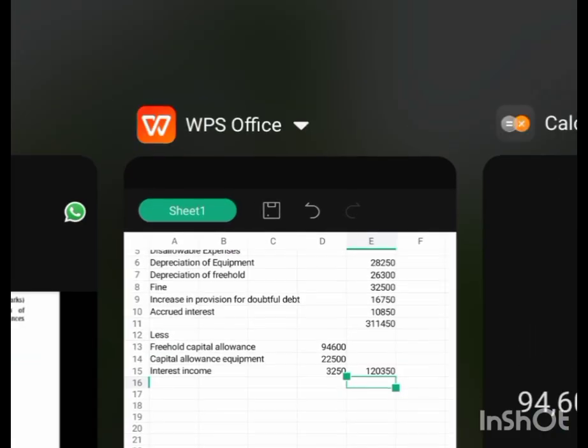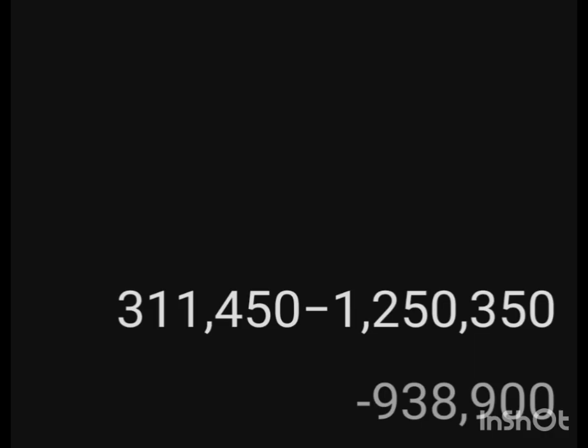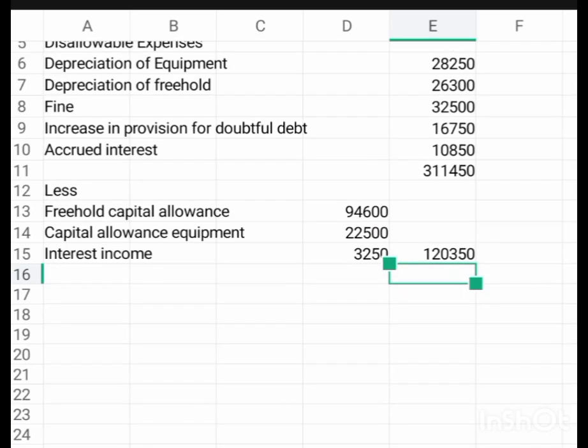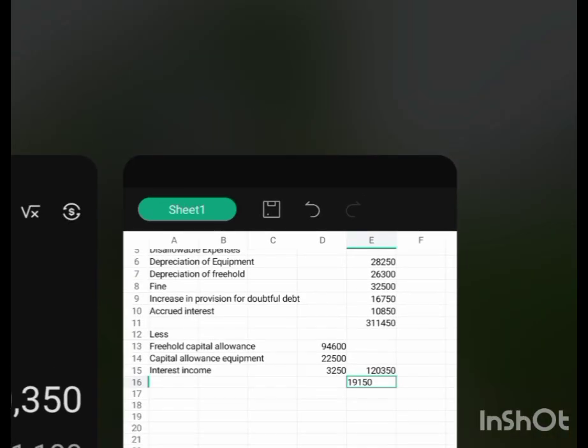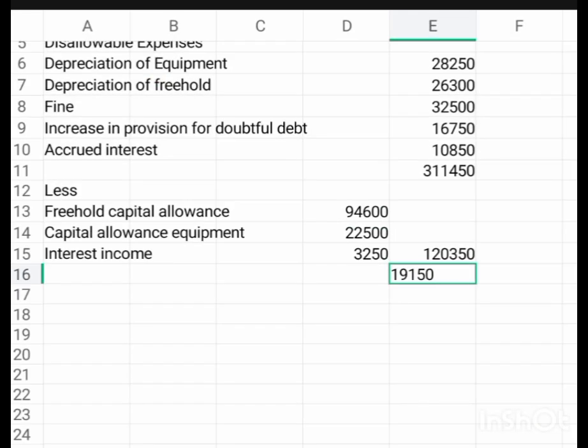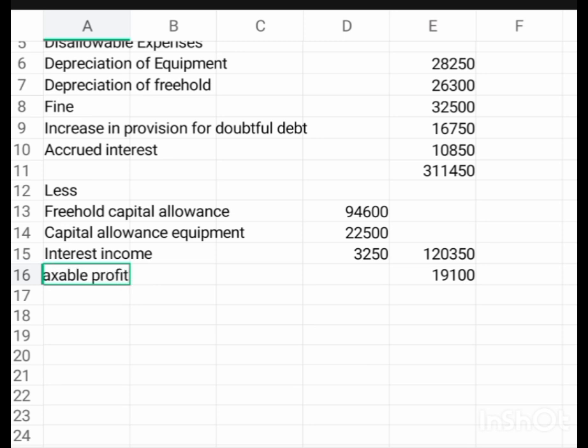311,450 minus 120,350. So we have 191,100. That is our taxable profit, 191,100. That is our taxable. Do we get it like that?